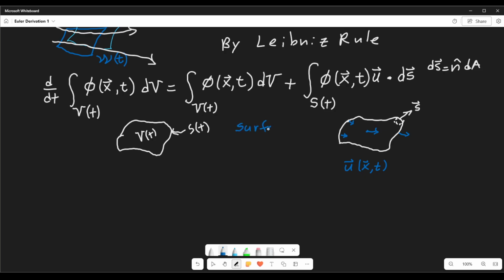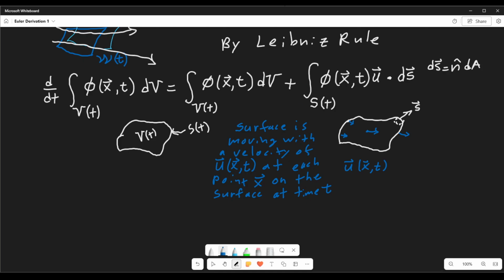So basically the surface is moving with a velocity of u, depending upon the location of the point on the surface and the time at each point. X vector on the surface at time t.